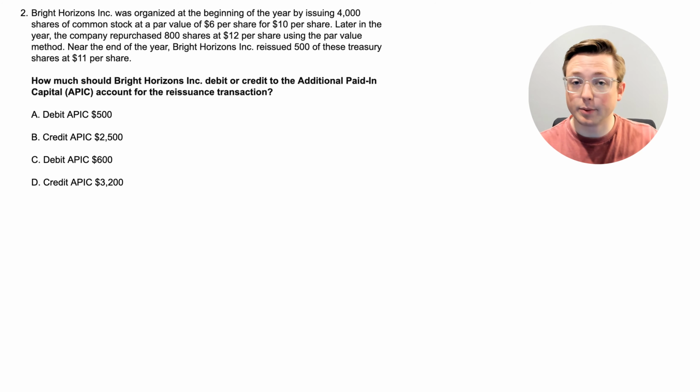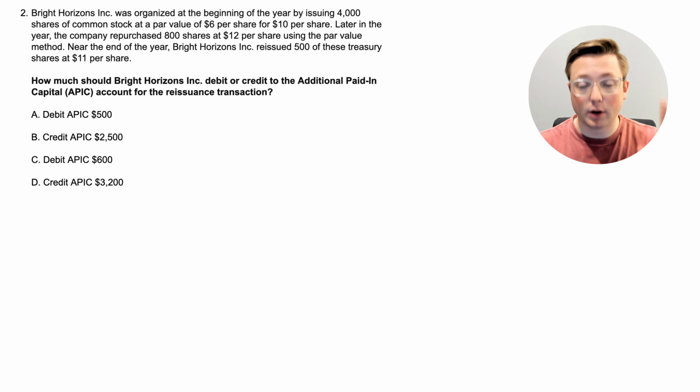So similar to the previous question, but now we're adding in that they are reissuing some of the stock that they repurchased. They're reissuing some of their treasury shares. So again, with all that information, we have to figure out what the debit or credit is to the additional paid in capital account for the reissuance. In the first question, you learned how to do the issuance and the repurchase with the treasury stock. But the question is, how does the reissuance work?